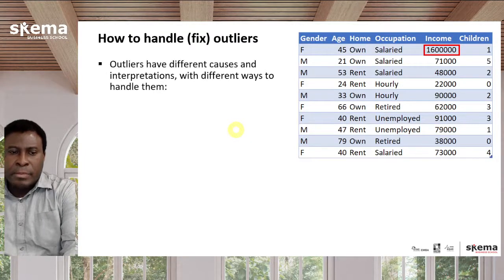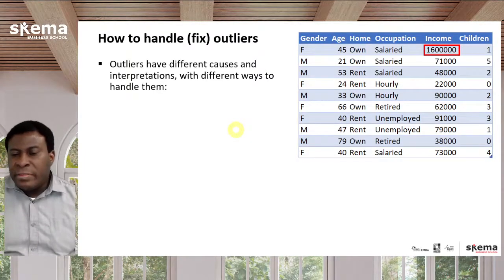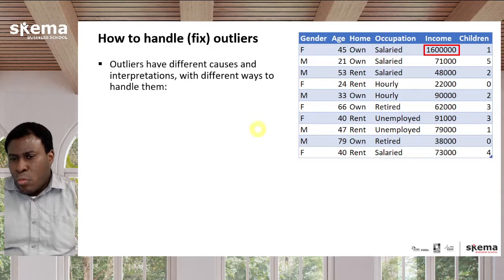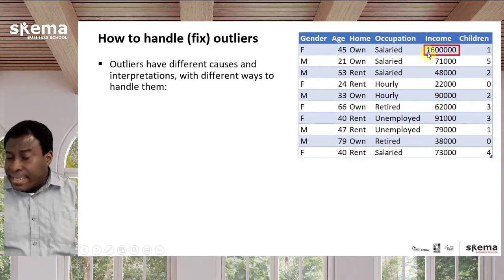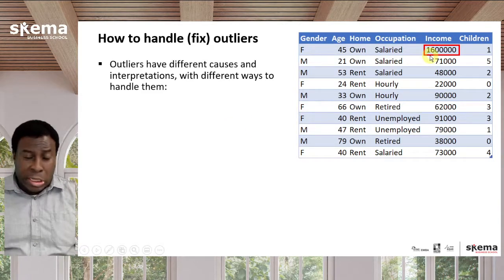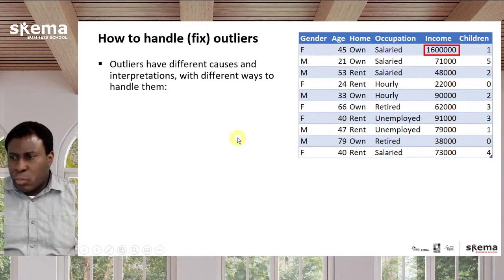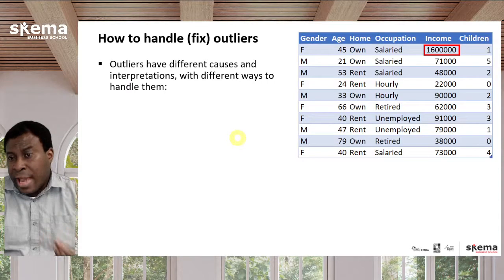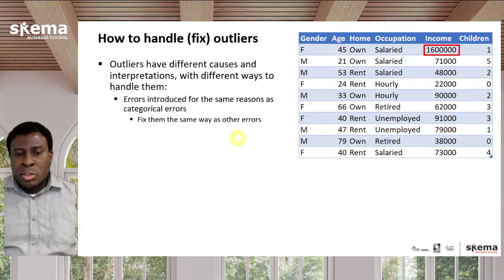So outliers have different causes. The fact that this stands out makes it an outlier. Is it good? Is it bad? Real or not? Well, you have to try to figure out what's going on there to figure out how to fix it. So sometimes the outliers are errors.